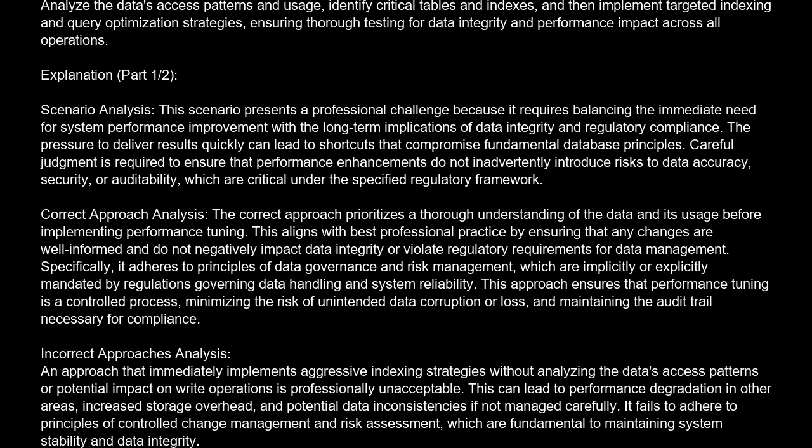Incorrect approach analysis. An approach that immediately implements aggressive indexing strategies without analyzing the data's access patterns or potential impact on write operations is professionally unacceptable. This can lead to performance degradation in other areas, increased storage overhead, and potential data inconsistencies if not managed carefully. It fails to adhere to principles of controlled change management and risk assessment, which are fundamental to maintaining system stability and data integrity.